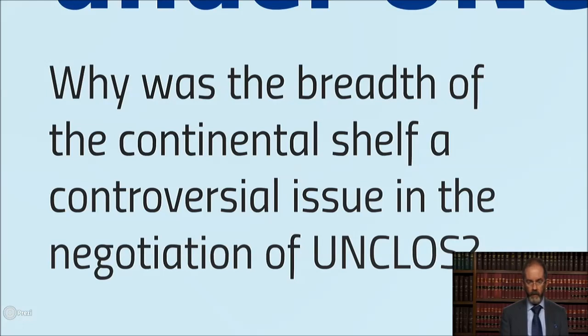Now, the first question is, well, why was the breadth of the continental shelf a controversial issue in the negotiation of UNCLOS? Everyone could agree that the definition in the Geneva Convention wasn't particularly satisfactory because it was potentially open-ended, so one needed a limit. But at the same time, one of the ideas that kicked off negotiations for UNCLOS was, how will we manage the potential wealth of the deep seabed beyond national jurisdiction?